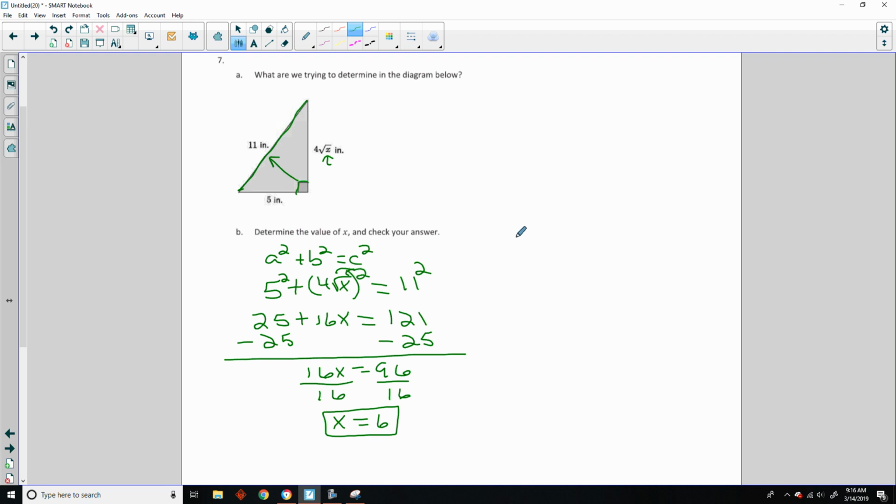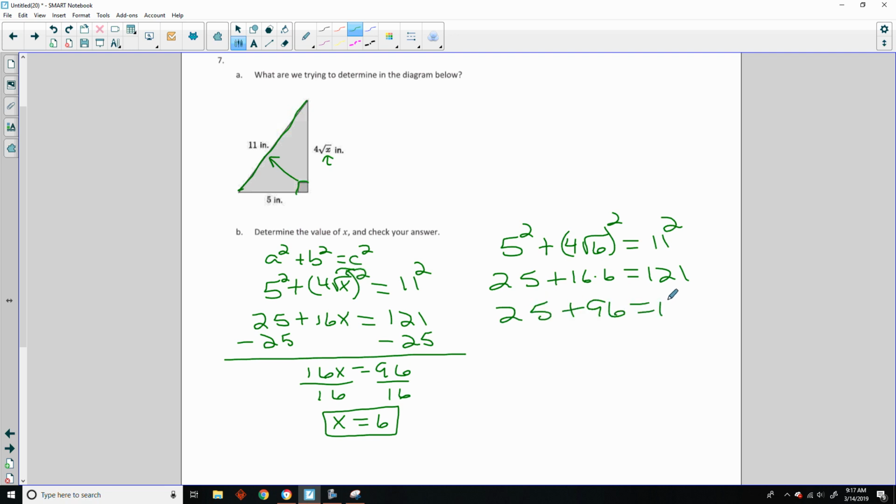Check to see if it's true. A squared plus b squared, my b is 4 square root x. I'm just going to change that to 4 square root 6 squared equals c squared. 25 plus 16 times 6 equals 121. 25 plus 96 equals 121. 121 equals 121. Check.